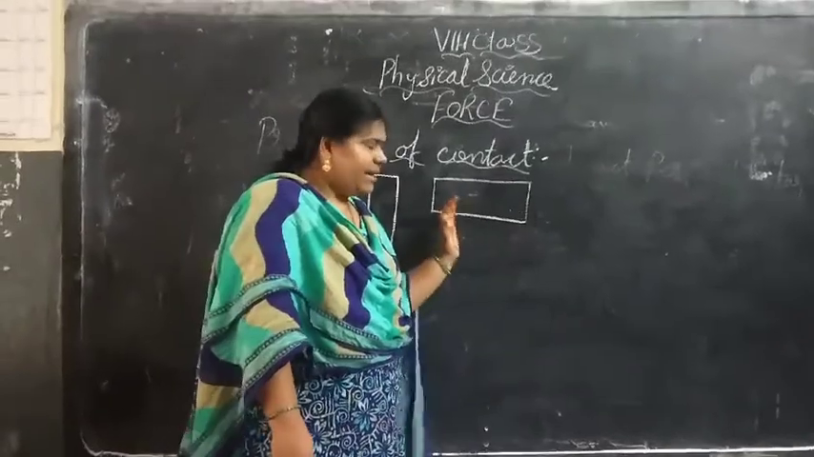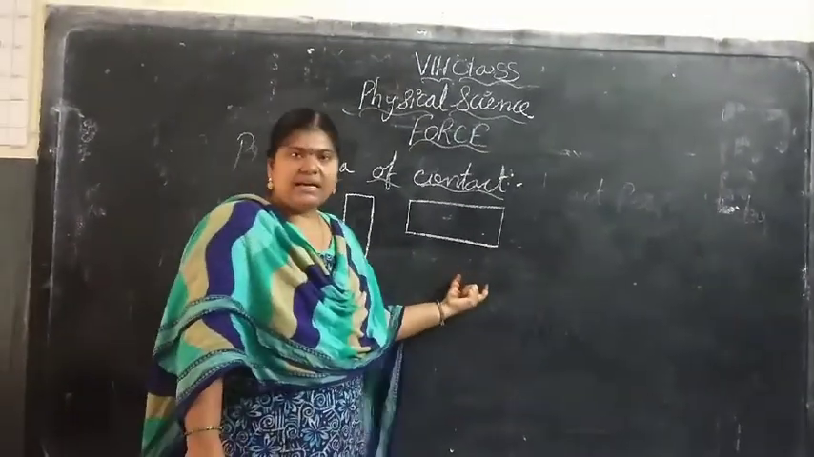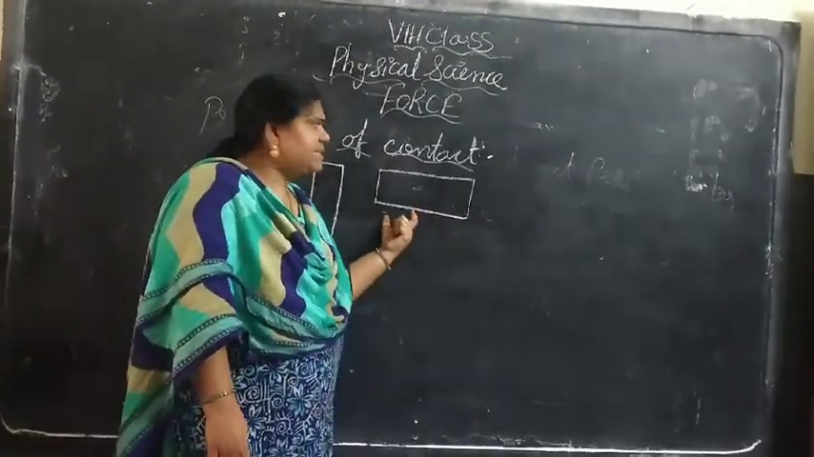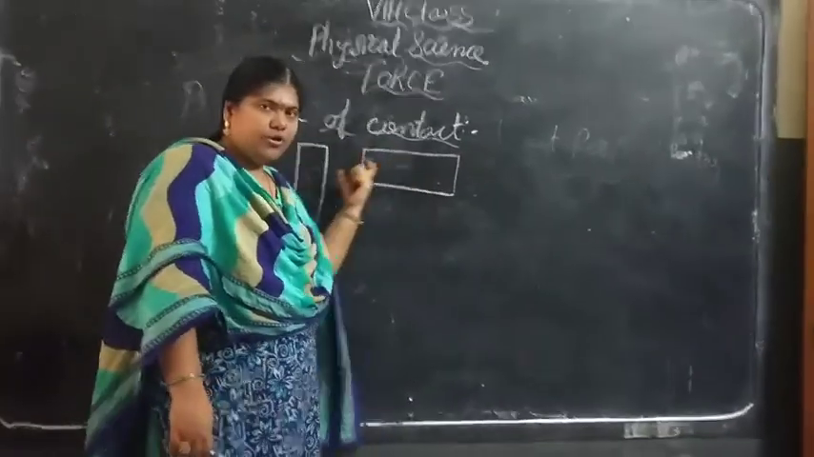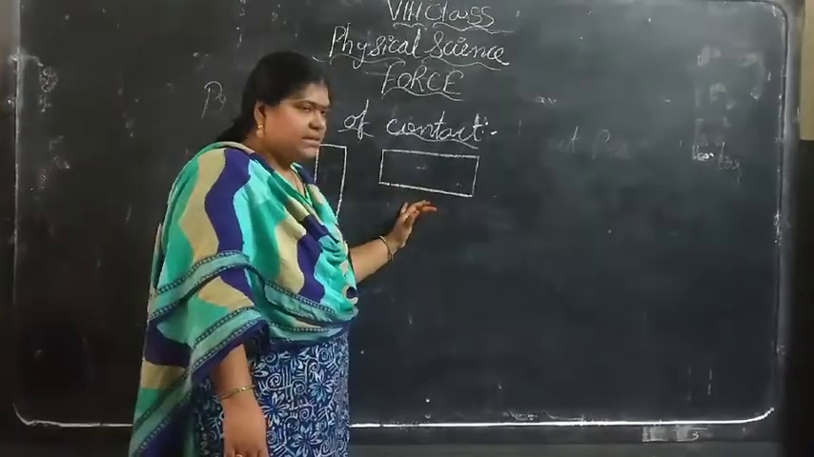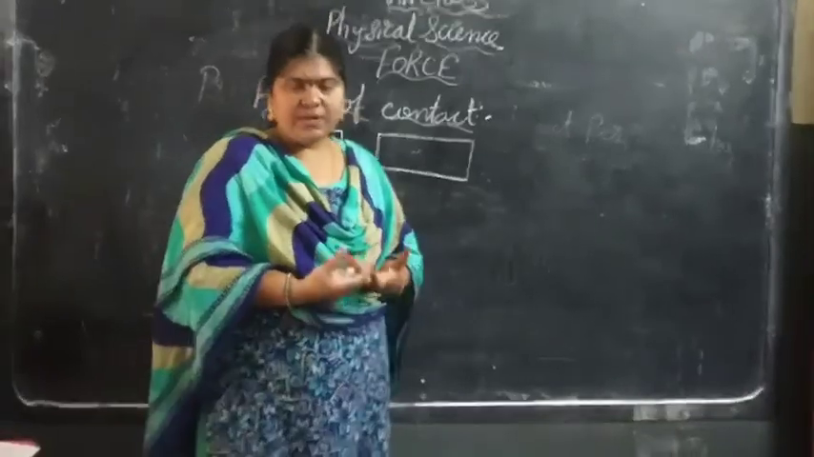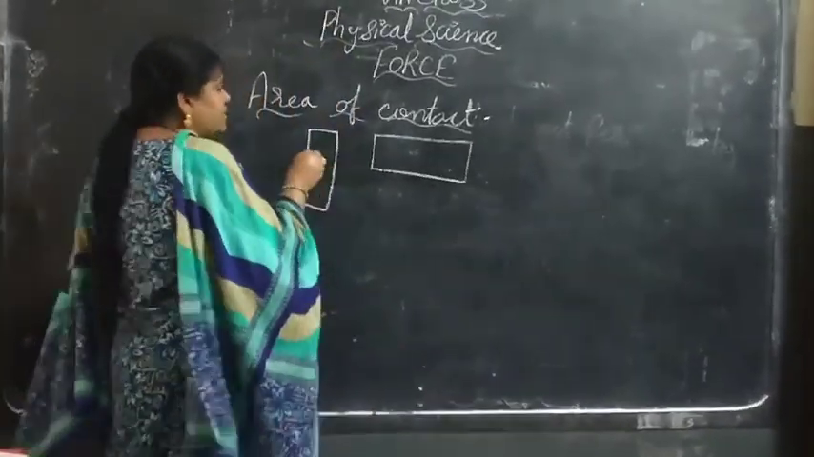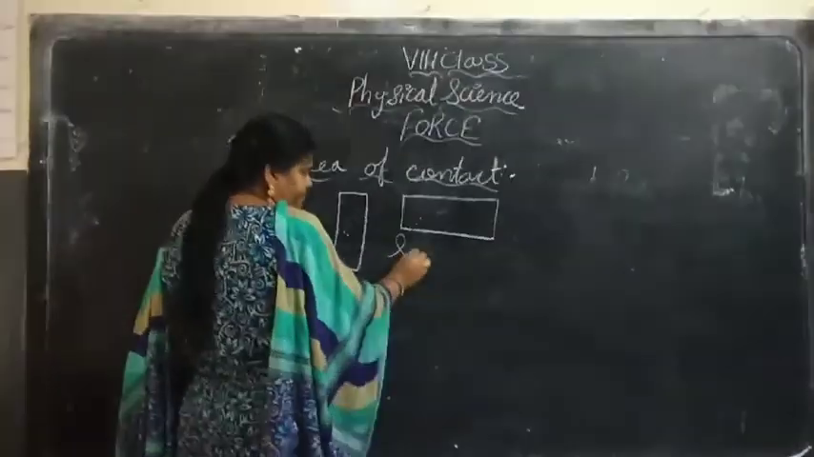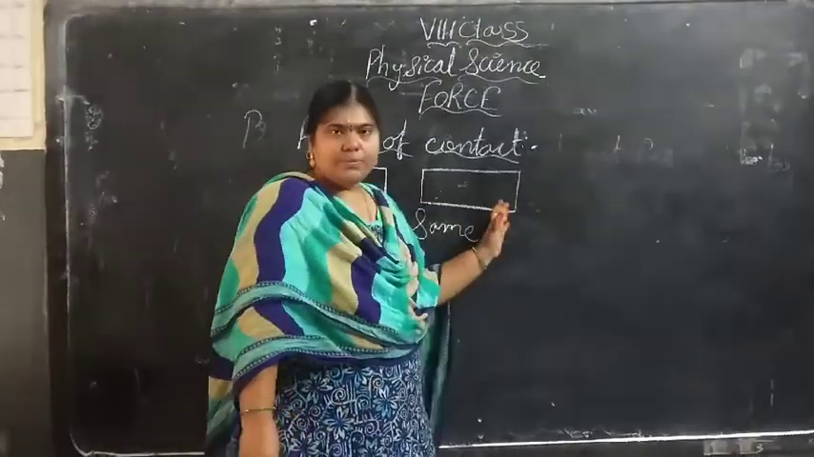Here we are applying force and pressure on these two bricks. I mentioned that the size, shape and weight of both the bricks are the same. So what you can understand is that when I am trying to lift these two bricks, the force applied by me in these two cases will be the same.